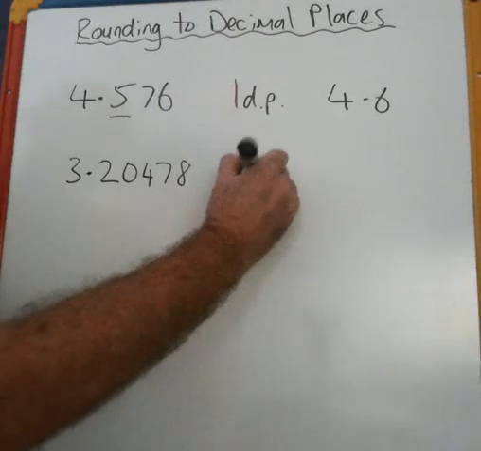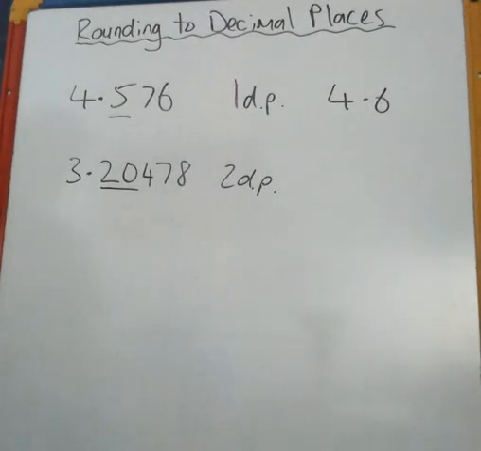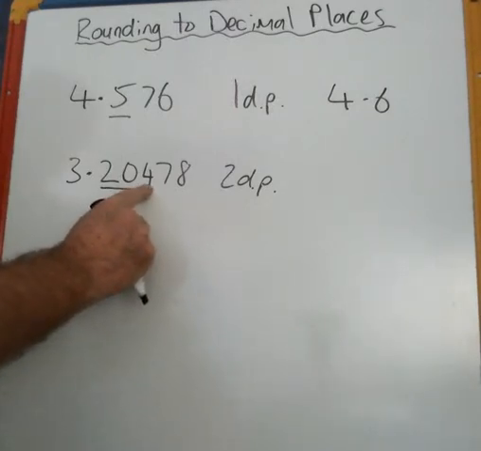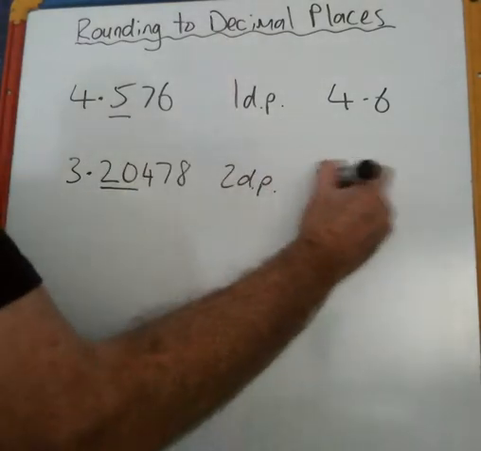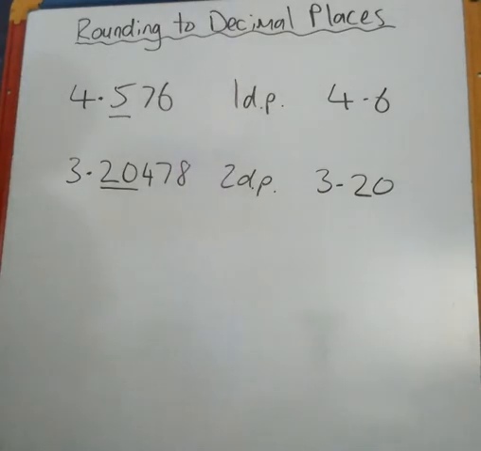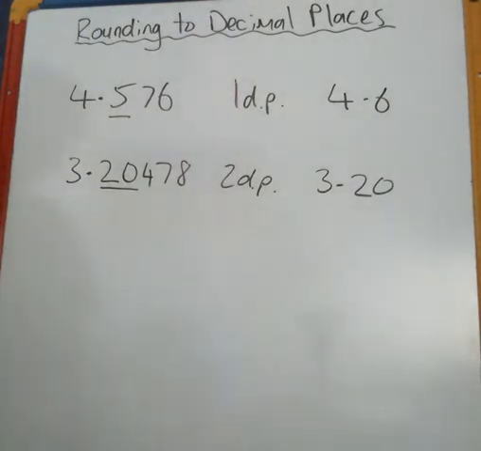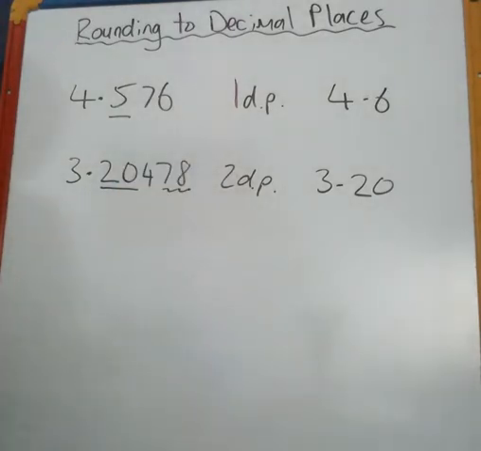If I want to round that number there to two decimal places, I'm going to highlight the two decimal places. Then I'm going to look at the number immediately to the right of the second decimal place, and that's a 4. Does the 4 round the 0 up? No, it doesn't, because the 4 is less than 5. So it doesn't change anything. So the answer will be 3.20. Notice two figures after the point because it's two decimal places. The other thing that's worth pointing out is that these numbers here don't matter. They don't have any effect at all on the rounding.